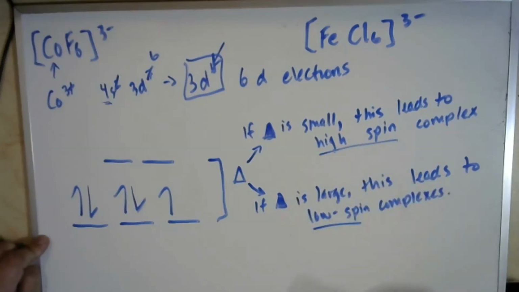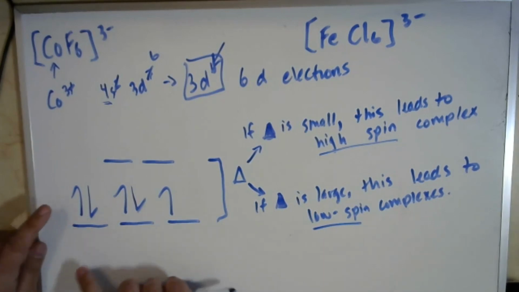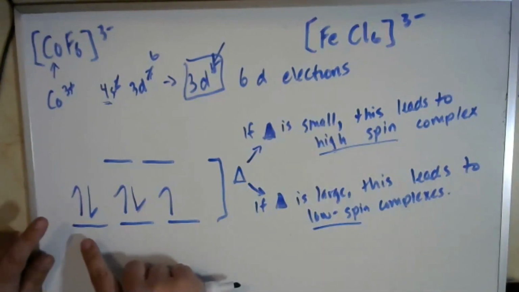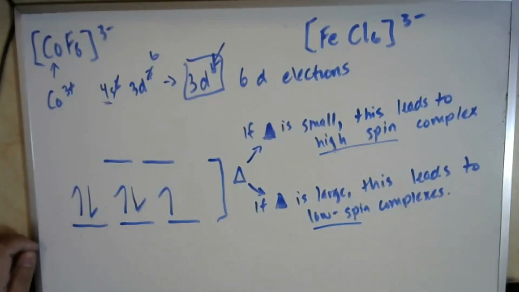That's high spin. The more single electrons you have, the higher your spin is. The more paired electrons you have, the lower your spin is, because when you have 2 electrons together, their spins cancel each other out. Okay. Now you very reasonably might ask, well, how am I supposed to know if the delta value is big or small? And the answer goes back to this chart that you were given.